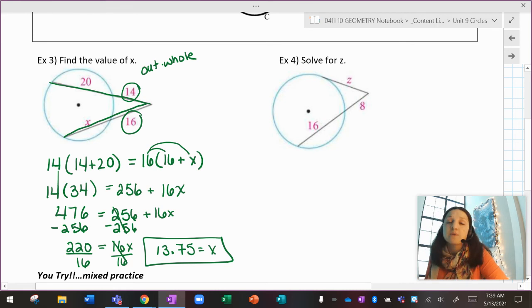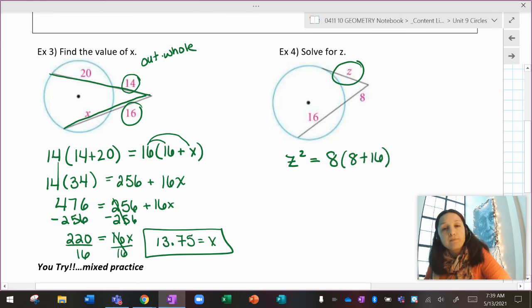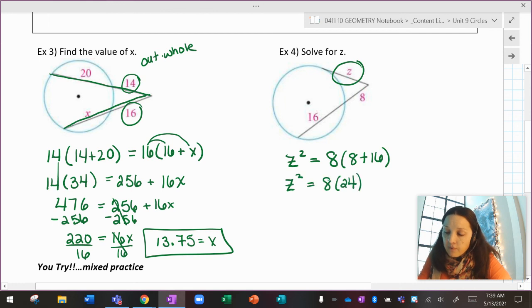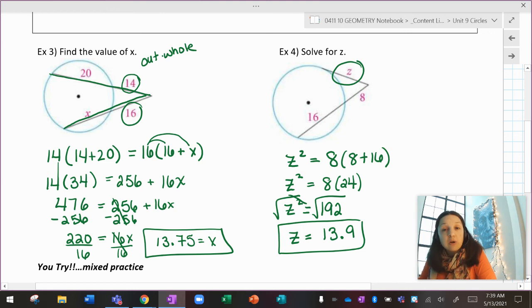Now, what if one of your outsides is a tangent? That's okay. You just square that thing. So over here, we have that rule of tangent squared equals outside times whole. So then I have z squared equals 8 times 24. And let's see, 8 times 24 is 192. And then if we square root that, I get 13.856. So let's call this 13.9. And there you go.